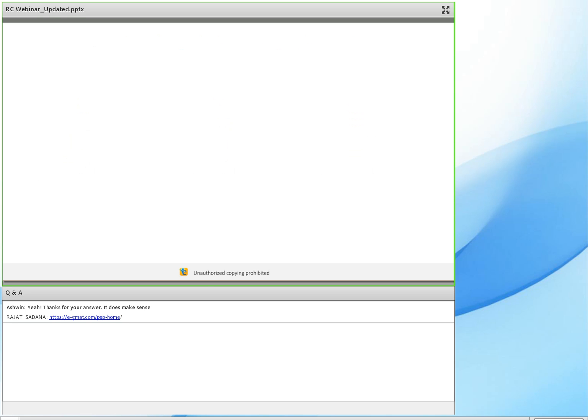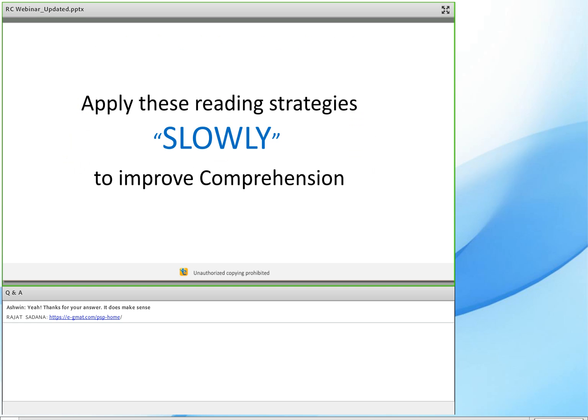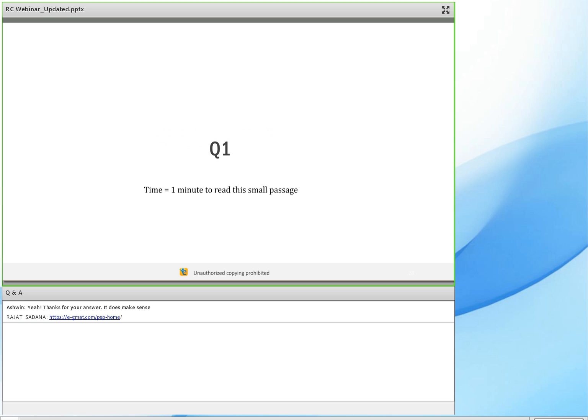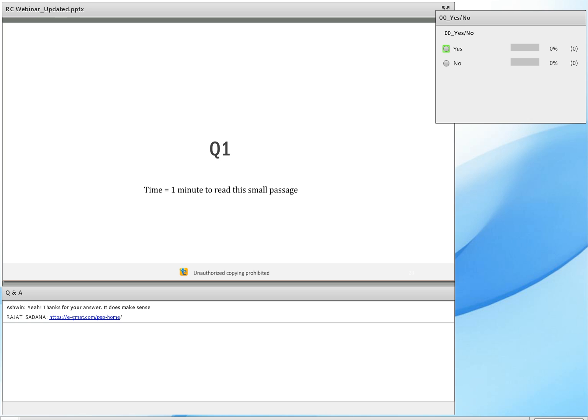All right. With that, the key to acing GMAT RC is to read slowly. And by reading slowly, you improve comprehension. All right. So I'm going to give you this one passage. I'm going to give you about 1 minute to read this passage. I'm going to put in a poll question, which is a simple yes no poll question. I want you to tell me whether you're done reading the passage. This is just the passage. We won't have any poll questions over here.